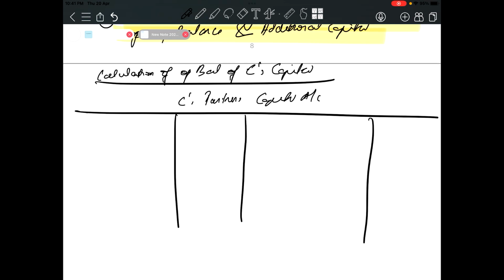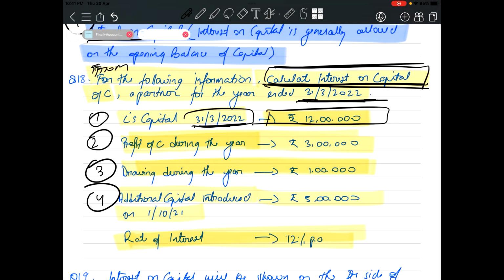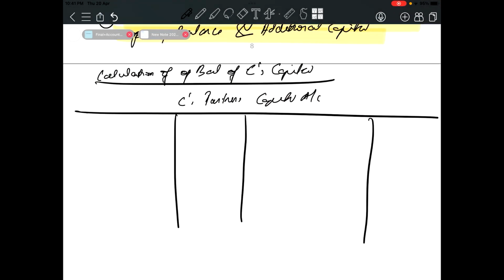Now see, what is the question? What is the question given us? The question has given us the closing balance, okay. This is the closing balance. So the closing balance will come on this side, to balance C's 12 lakhs, okay.